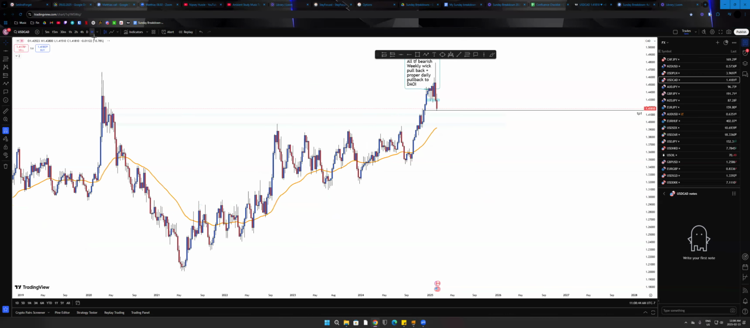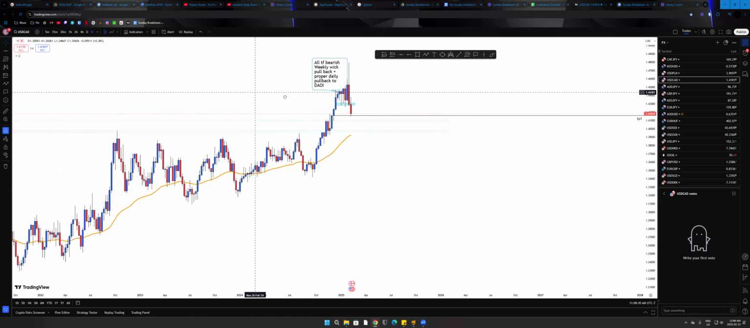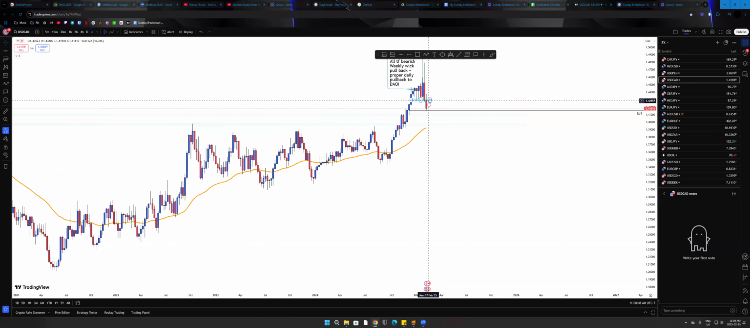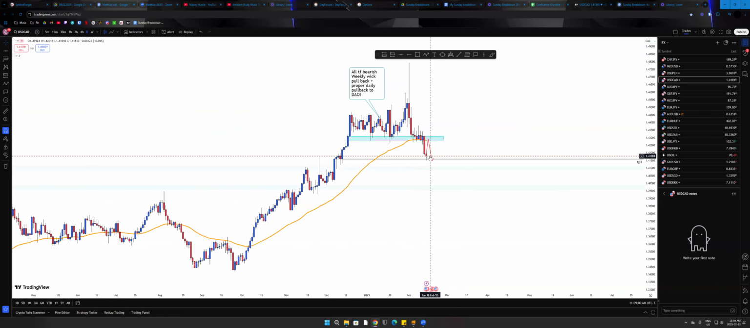USDCAD. So this one just ripped last week. Basically, we are bearish because of this level right here, and we're at the lower low. Let's see what the daily's telling us. The daily's also at a lower low. So we can get a proper daily pullback to target this level on here.